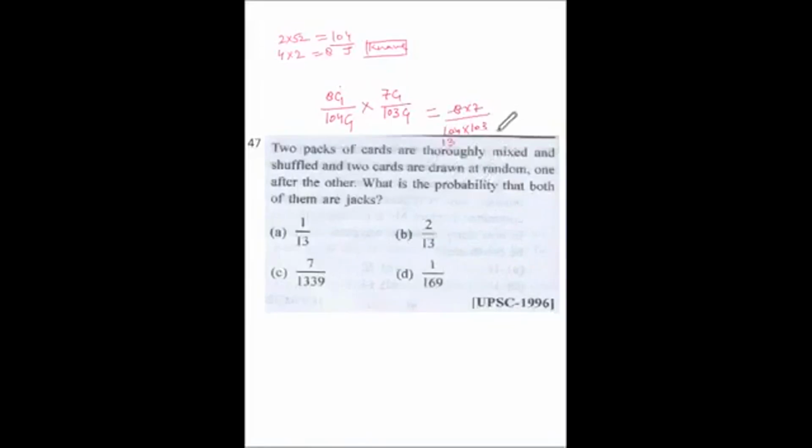So we have written 7 upon 13 into 103, which is equal to 7 upon 1339. So answer is C.